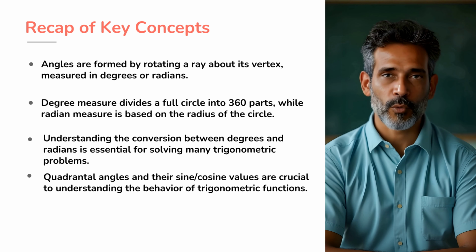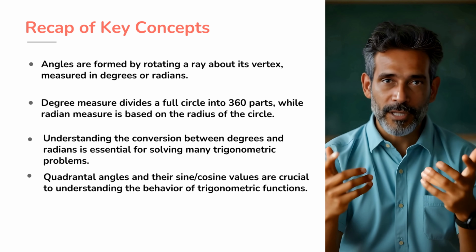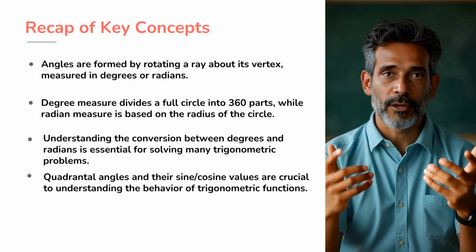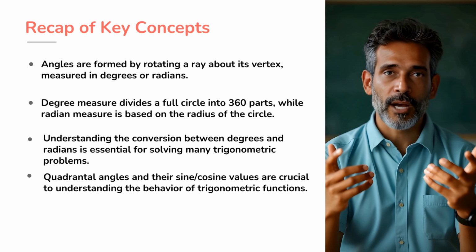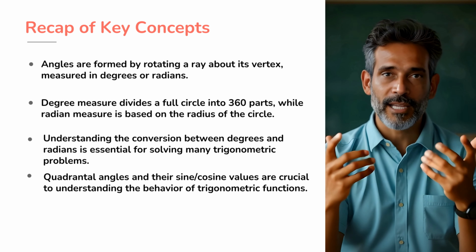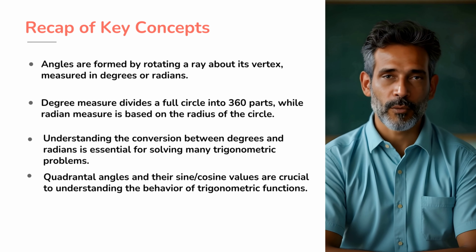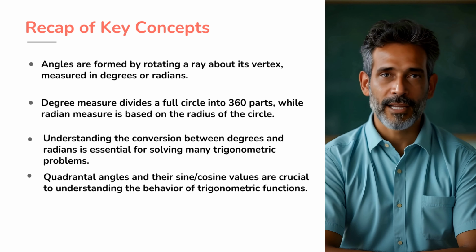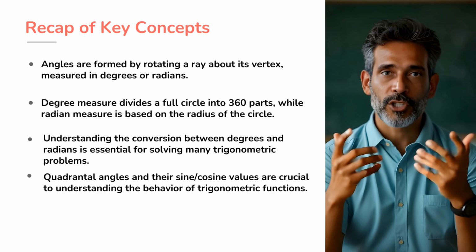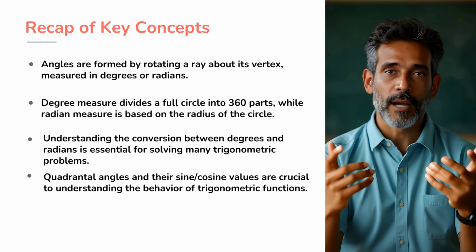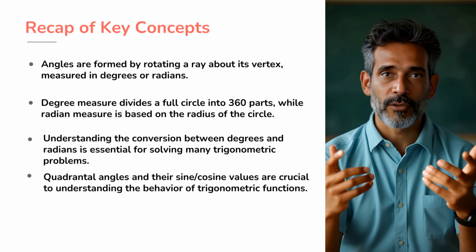Let's quickly summarize what we've learned today. Angles are created by rotating a ray around its vertex. We measure angles using either degrees or radians, with one full rotation equaling 360 degrees or 2 pi radians. We also explored how to convert between the two units. We also discussed quadrantal angles and their significance, as well as how the signs of trigonometric functions change across the 4 quadrants. I hope now you understand how we measure angles and why it's important in the context of trigonometry.